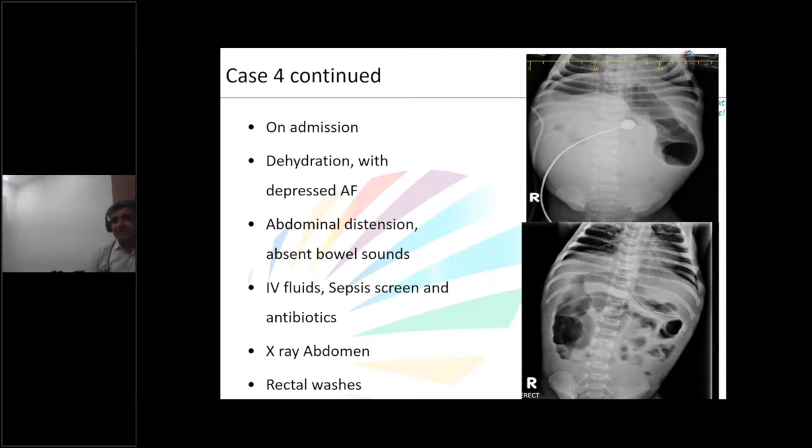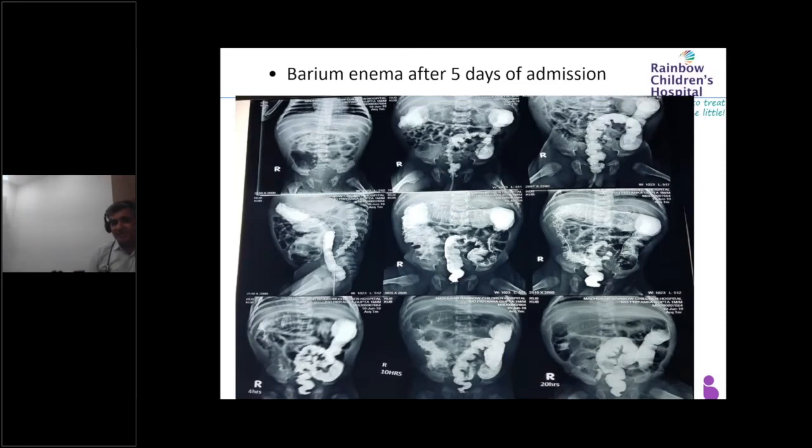The plain X-ray which was done revealed a dilated large intestine, and a sepsis screen was sent for the baby and antibiotics were started. Frequent rectal washes were given, and when a dye study was done after the infection subsided, the barium enema revealed dilated bowel loops. The sigmoid colon, the transverse colon, and even the ascending colon above the cecum were grossly dilated.